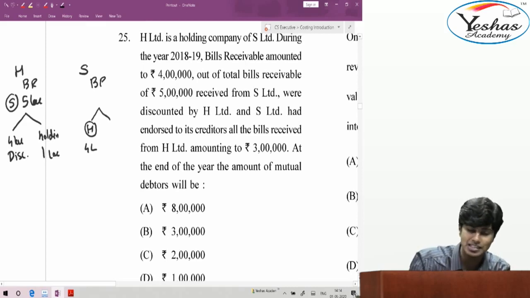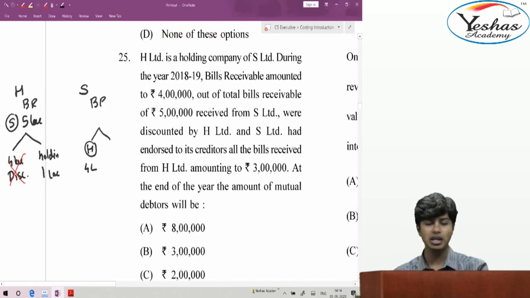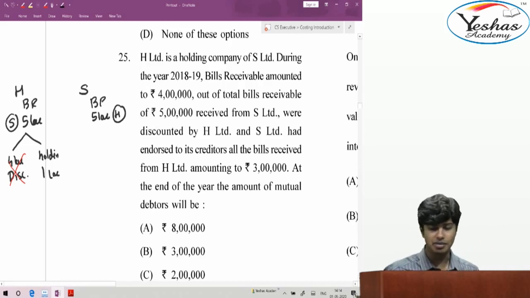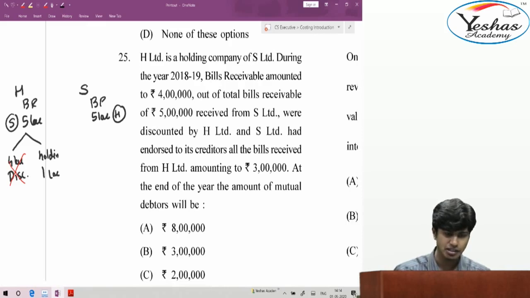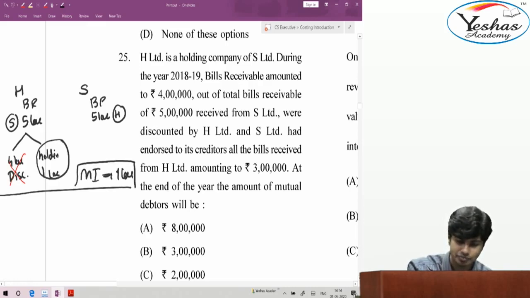So with respect to 1 lakh, it is our mutual indebtedness. With respect to 4 lakh, as it is discounted, it is not being held. So what will happen here? How much bills receivable does S Limited have now? So bills payable, it has 5 lakh towards H Limited. Okay, let's continue reading. Discounted by H Limited, full stop. And H Limited had endorsed it to its creditors. So what has happened? This is with respect to some other thing only. Here there is 1 lakh, here there is 1 lakh. So mutual indebtedness is only with respect to 1 lakh here.